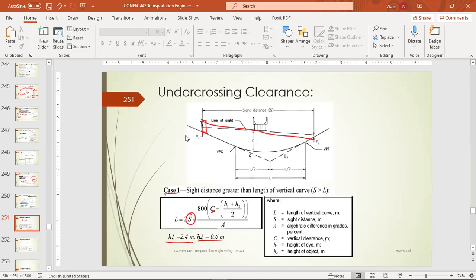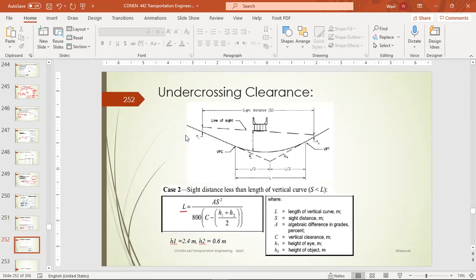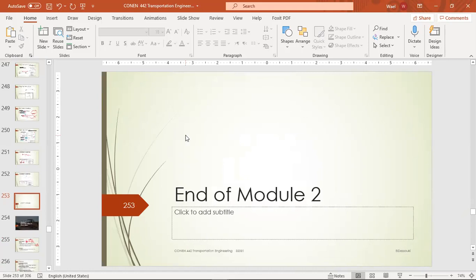So, for the sight distance greater than the length of the vertical curve, we use this formula. And remember here H is different. H is 2.4 meters, and the obstacle is still the same, it didn't change. And this is the case for a stopping sight distance less than L. Is that clear? Okay, so these are basically the quick review of the design criteria for vertical curves.